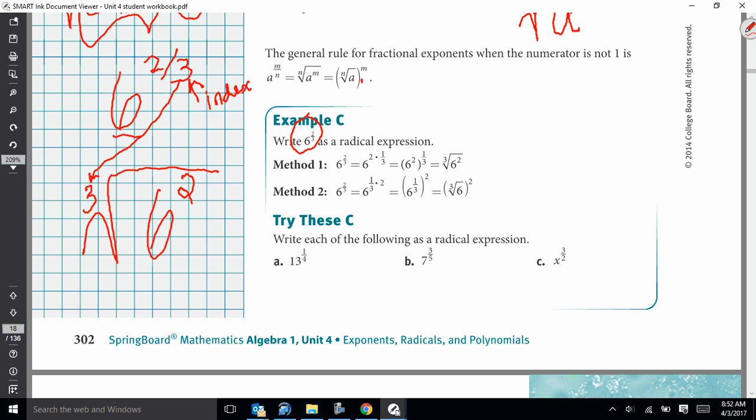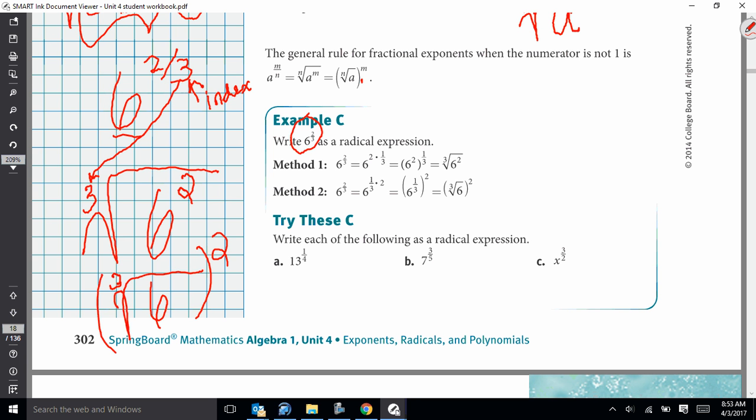Now, where else could we put our 2? We can put the whole thing in parentheses, depending on how your equation is set up and what you're trying to do. So let's test that on our calculators.